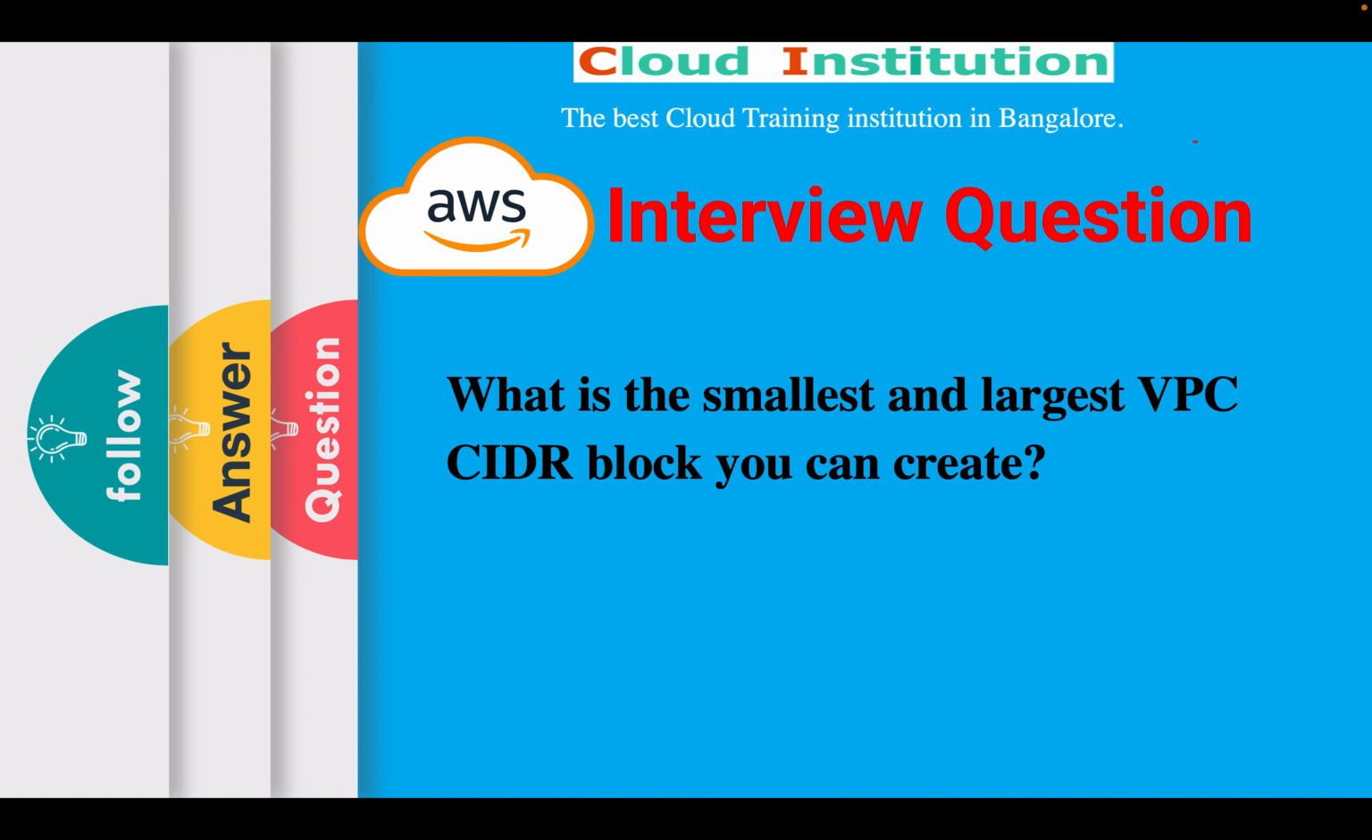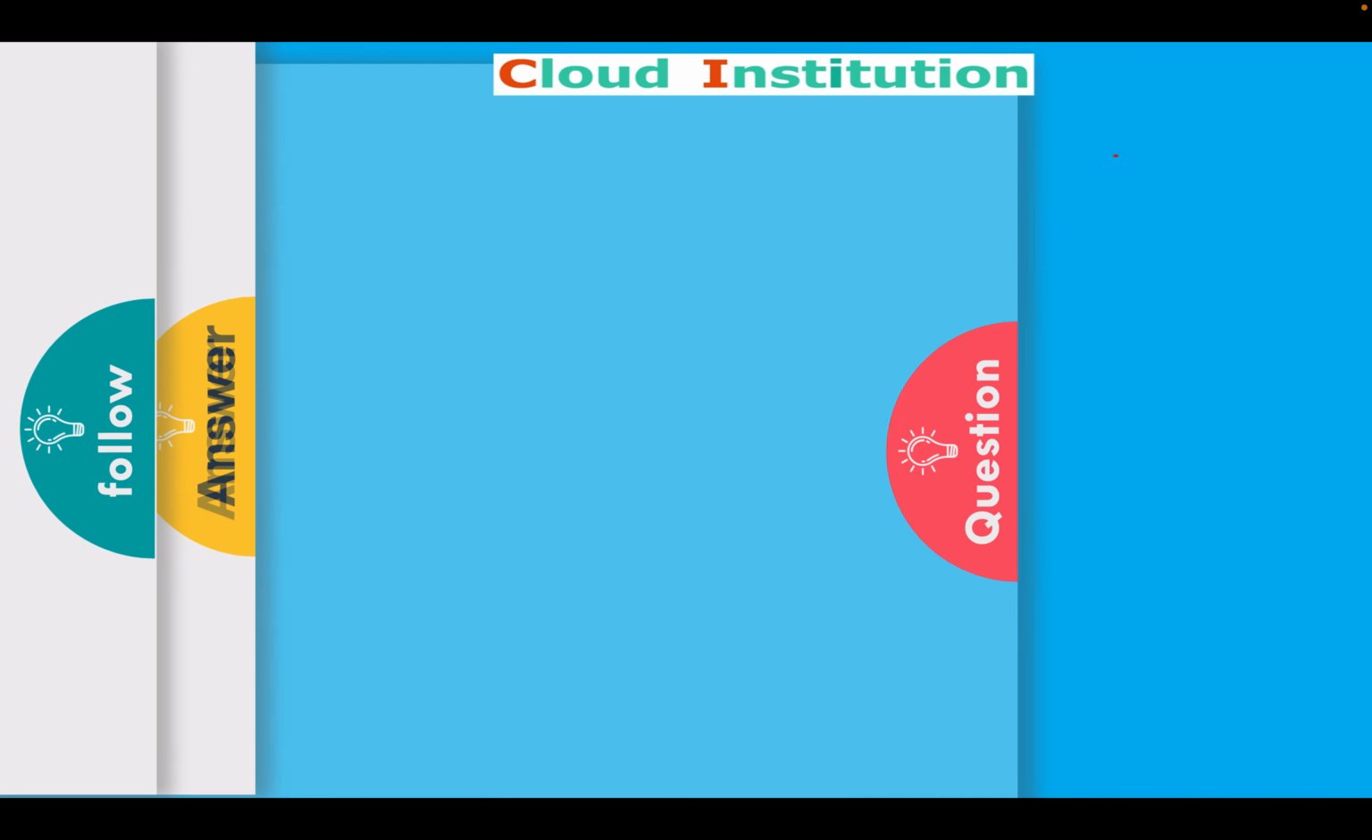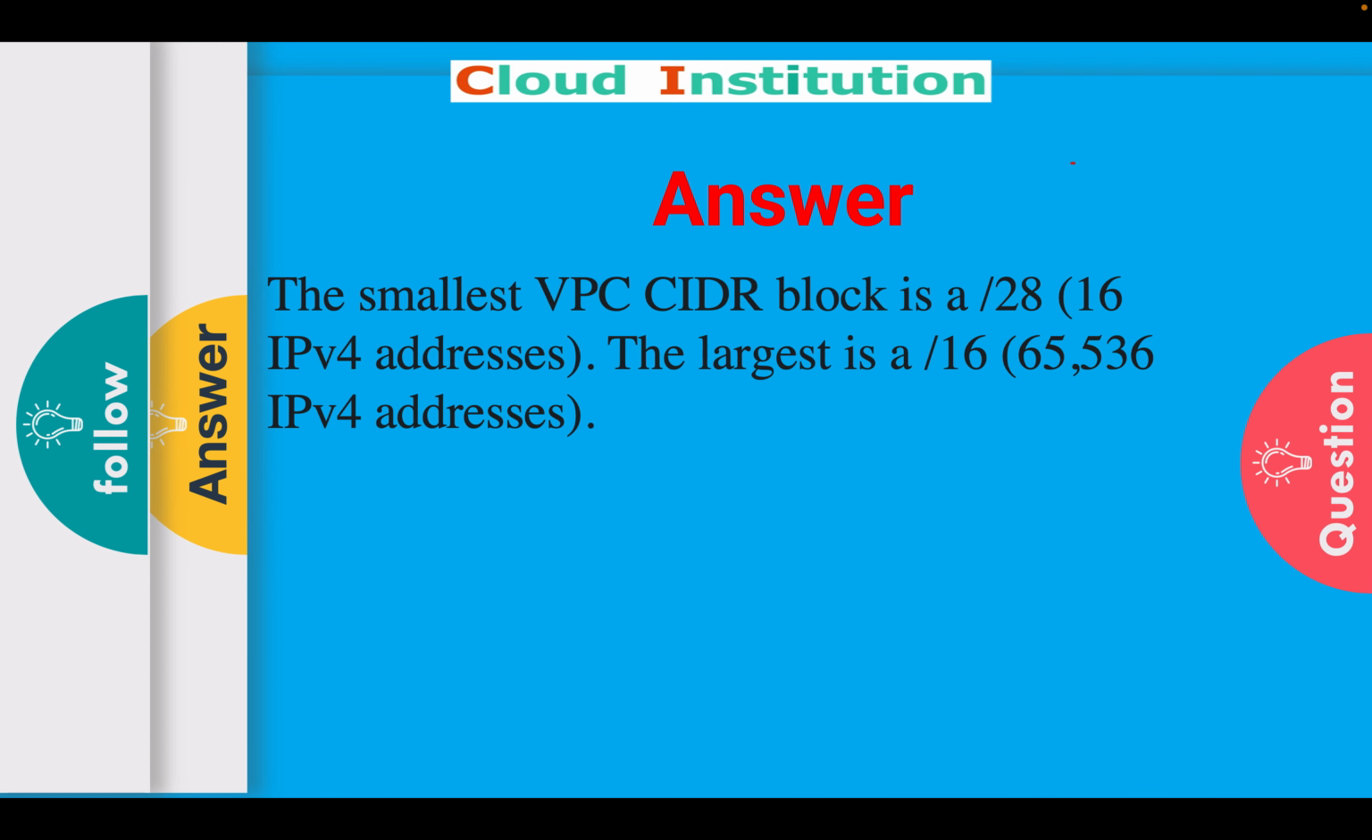The direct answer for this particular question is that the smallest VPC CIDR is /28, which gives 16 IP addresses, and the largest is /16, which gives 65,536 IP addresses. The interviewer may ask you this question to check whether you really have hands-on experience with VPC. If you do, you must have created VPCs with some network CIDRs, so you must know what CIDR you can create, and the minimum and the maximum CIDR you can create. So the answer for this question is /28 and /16.